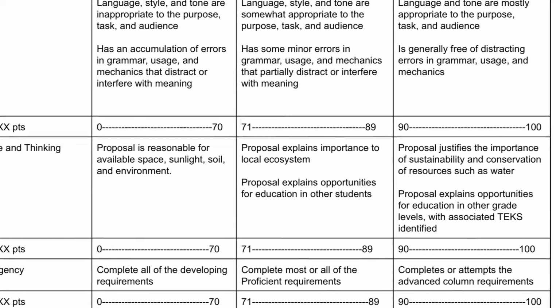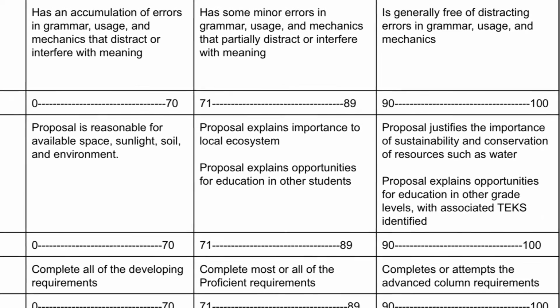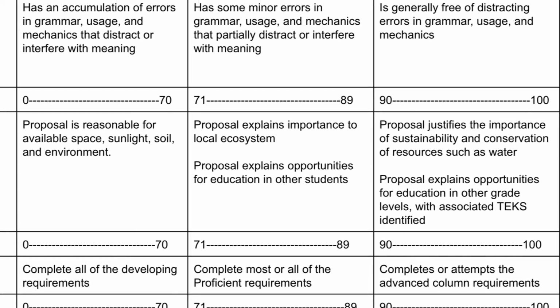Finally, we're looking at knowledge and thinking. In knowledge and thinking, we're really trying to assess how good of an environmental steward you're trying to be with your plant design. Your proposal needs to be reasonable in terms of the amount of available space, sunlight, soil, and environment. So that means we probably shouldn't be trying to plant gigantic trees in these small flower beds. Your proposal should also explain how it's important to the local ecosystem to provide these native plants, as well as how you're going to provide educational opportunities to other students.